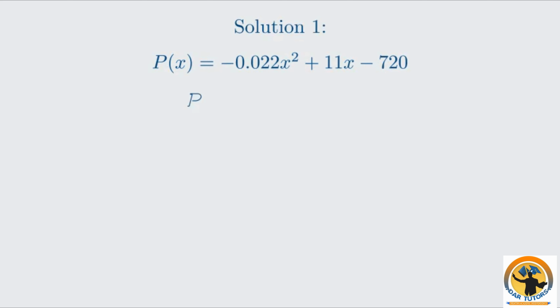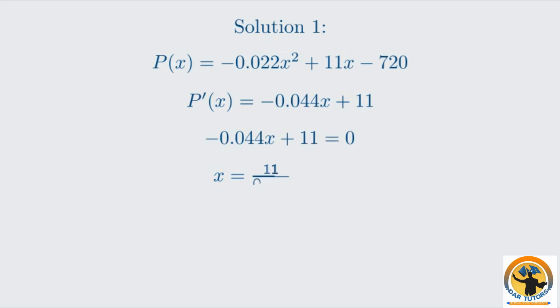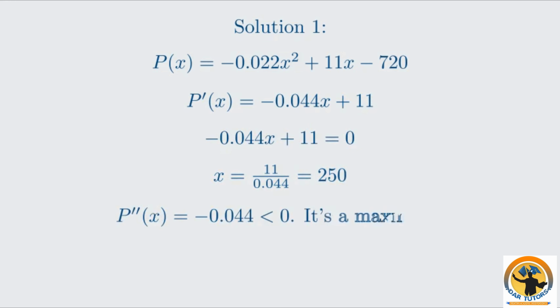First, question 1. We need to maximize the profit function P of x equals negative 0.02x squared plus 11x minus 720. Find the derivative. P prime of x equals negative 0.044x plus 11. Set it to 0. Negative 0.044x plus 11 equals 0. Solving for x, we get x equals 11 divided by 0.044, which is 250. The second derivative is P double prime of x equals negative 0.044. Since this is negative, we have a maximum. So the production level that maximizes profits is 250 items per day.